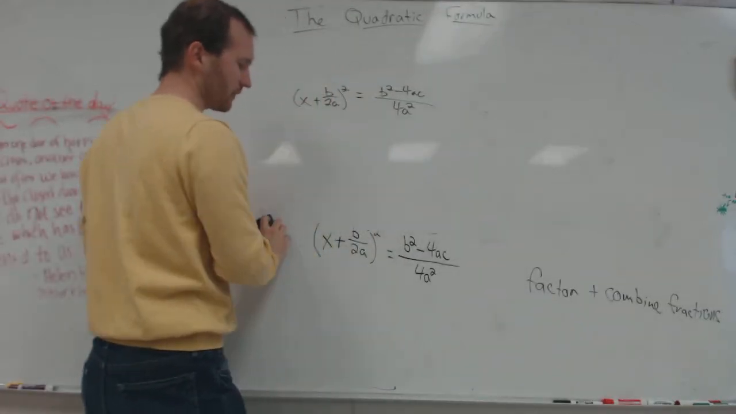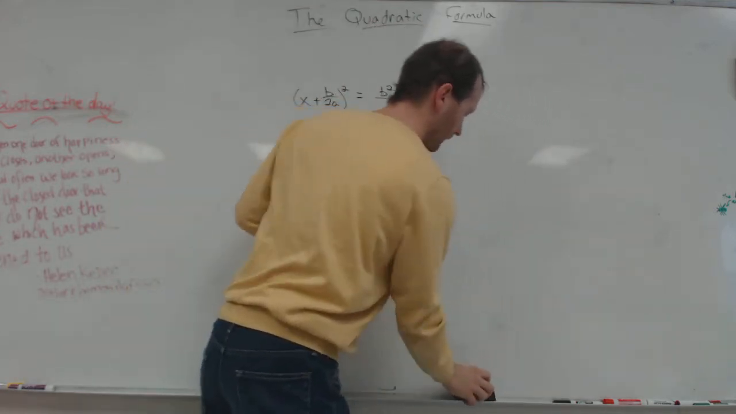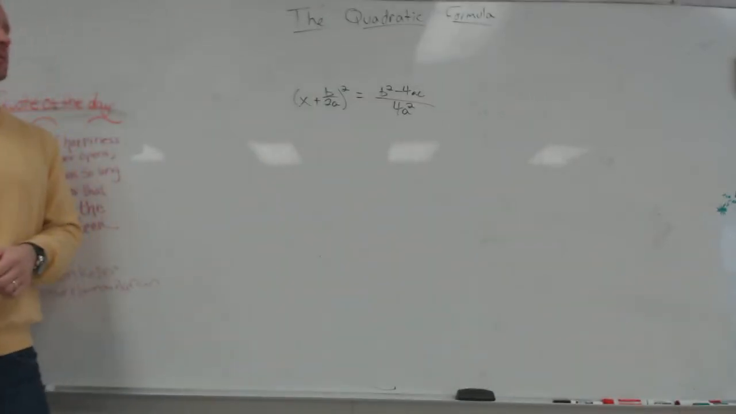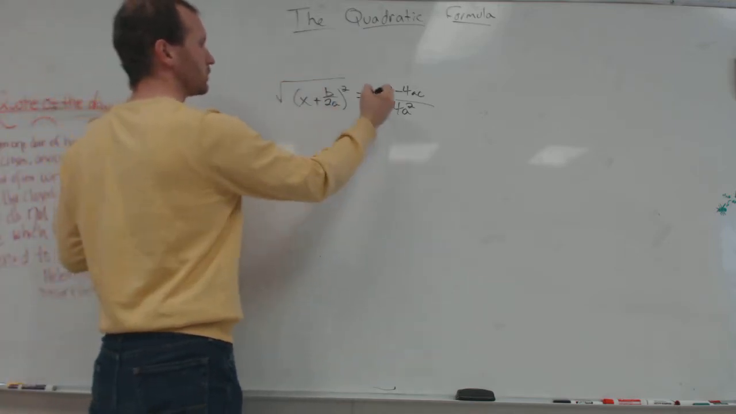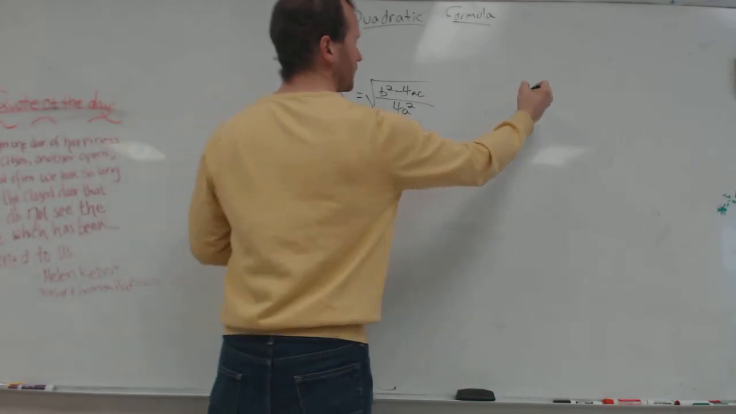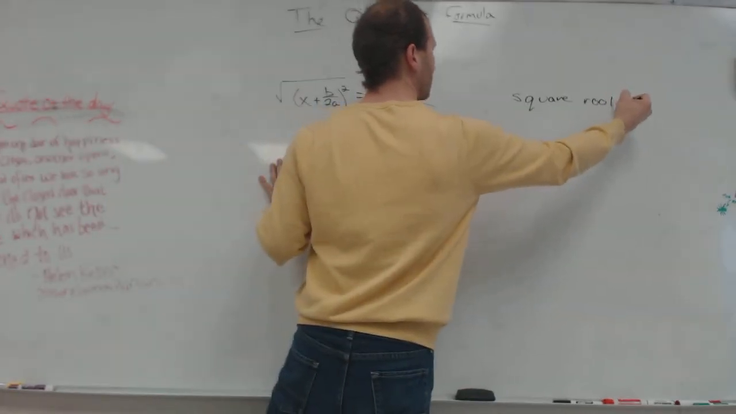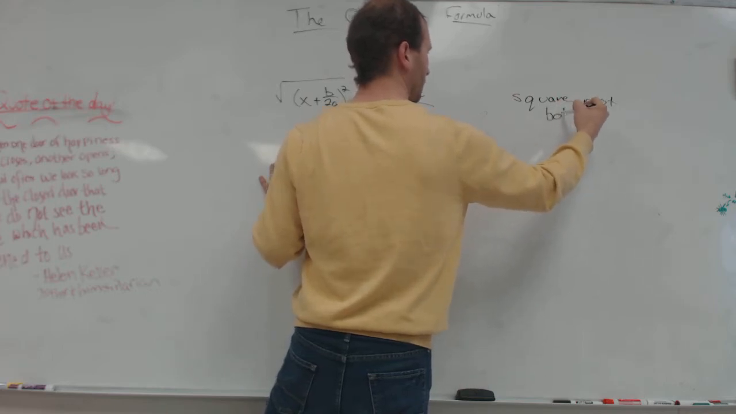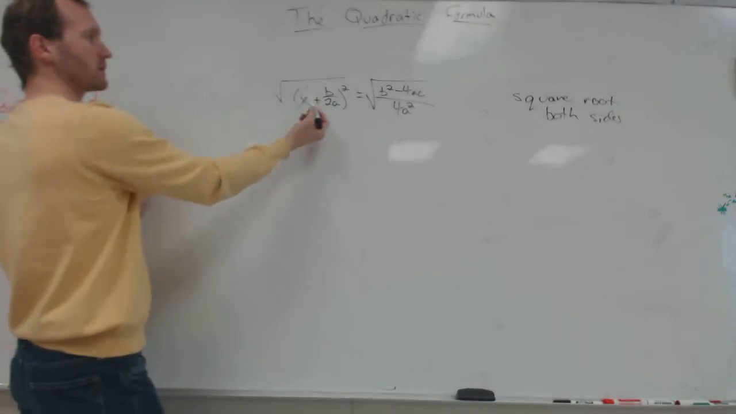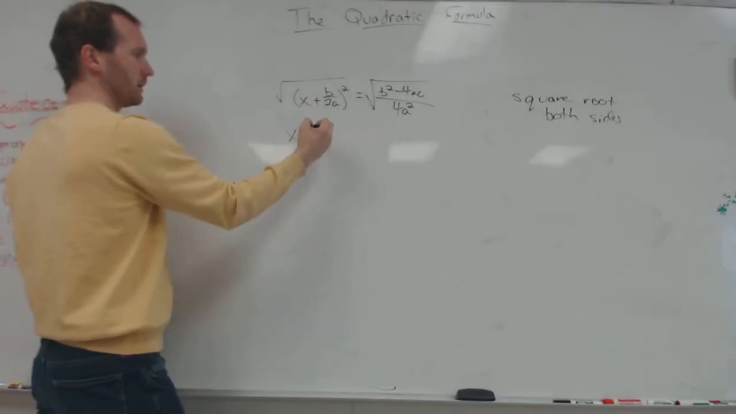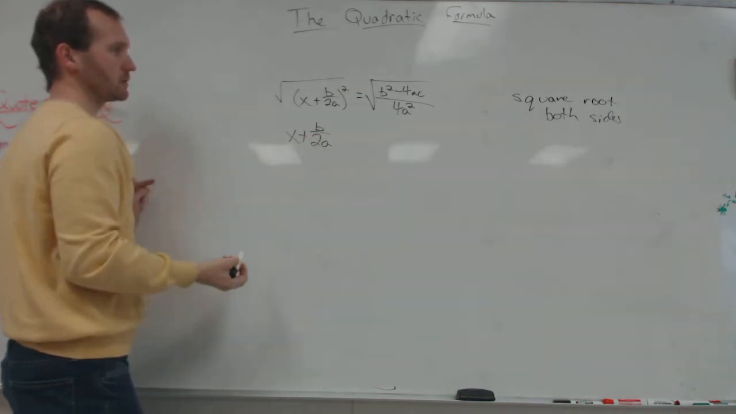And what is the next step of completing the square? What is the next thing that we have to do? Take the square root of both sides. Okay. The square root of a square is just whatever we started with, which is x plus b over 2a.